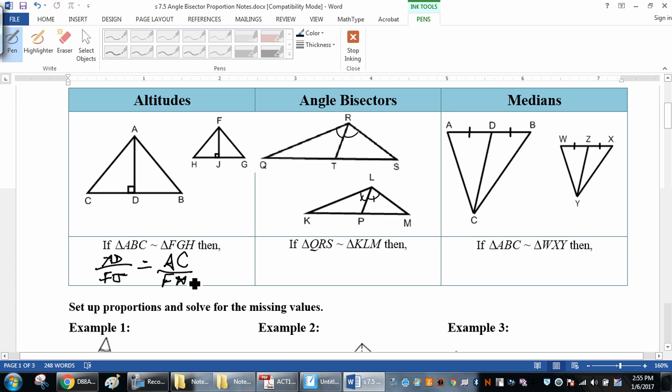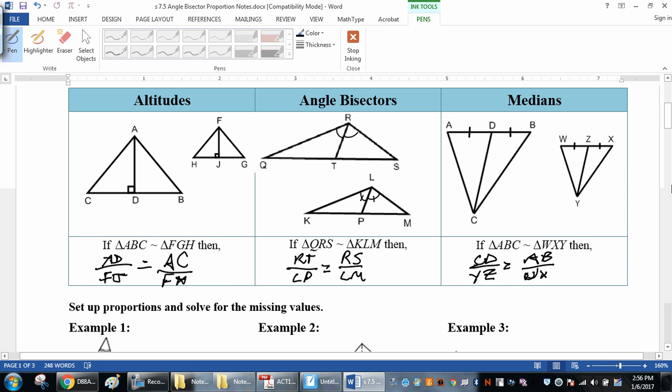All right, angle bisector, same thing. We can make a proportion with our angle bisector, so RT over LP equals, and again, pick any corresponding sides. So let's say we know RS, and RS corresponds with LM. Okay, and then our medians, same exact thing. Our median is CD, corresponding median is YZ equals, again, pick a corresponding side. So let's say that we know now in this case AB corresponds with WX. That's it.